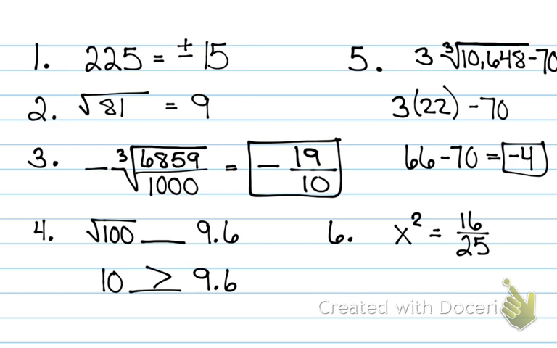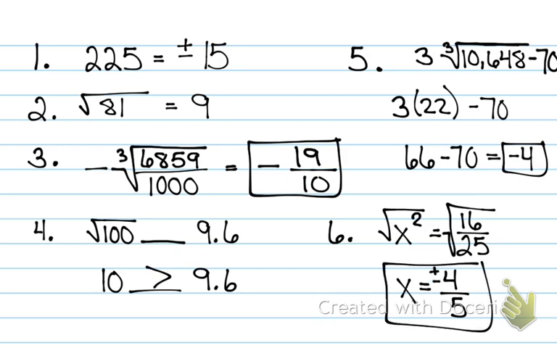What do I do to both sides? To get rid of my square, I need to do the what? Square root of both sides. The square root of 16 is what? 4. The square root of 25 is? 5. And when you take the square root to solve an equation, your answer is always positive and negative.